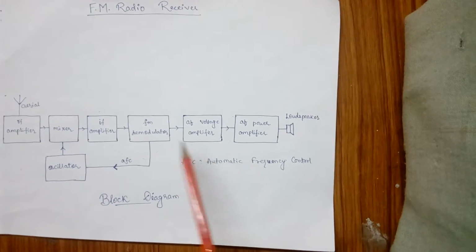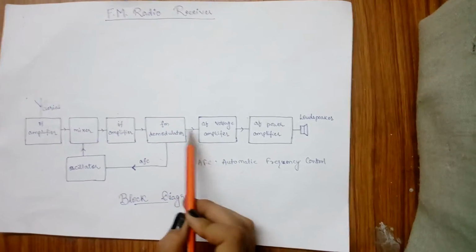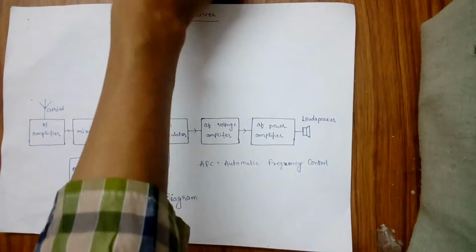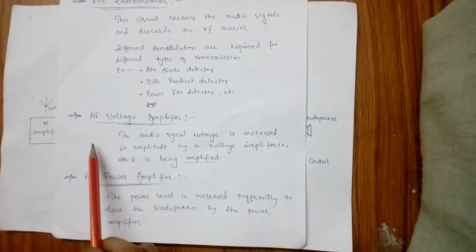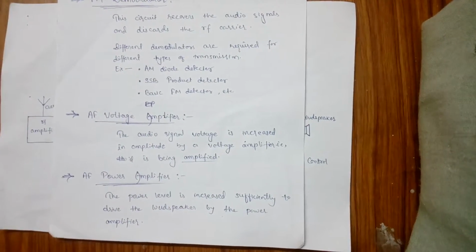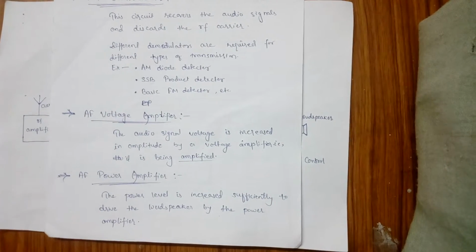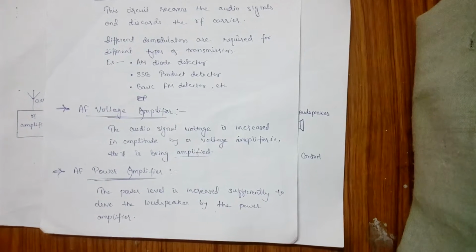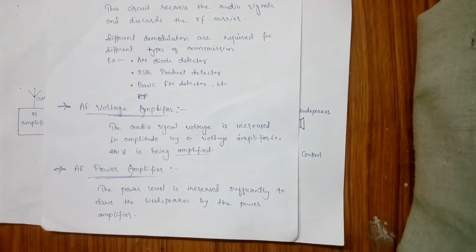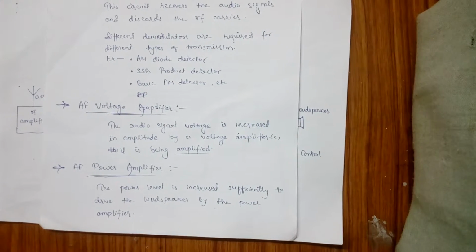The output from the demodulator is recovered audio. This is passed to audio stages, that is the AF voltage amplifier and AF power amplifier. In this, they are amplified and presented to the headphones or speaker. In the power amplifier, the power level is increased sufficiently to drive the loudspeaker.